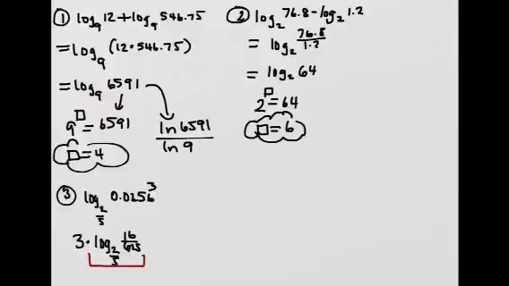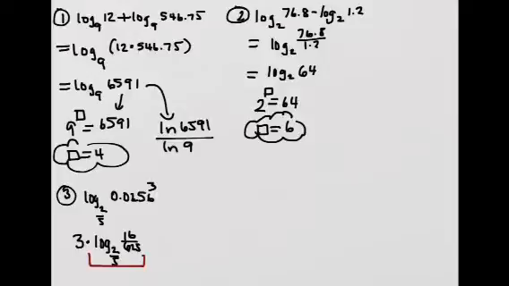You could think of it in two ways. First, you say 9 to what power gives you that? And the power is 4. And that's the answer. Or you could change the base and write natural log of that number over natural log of that number, and it gives you 4.